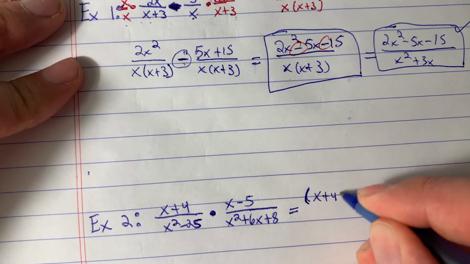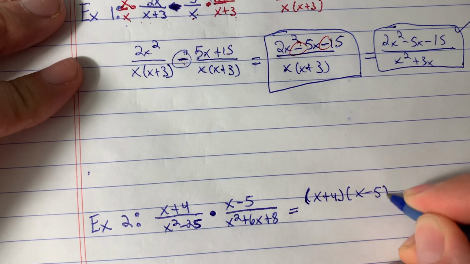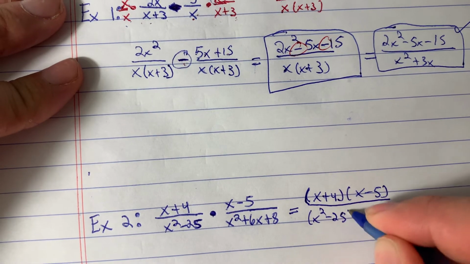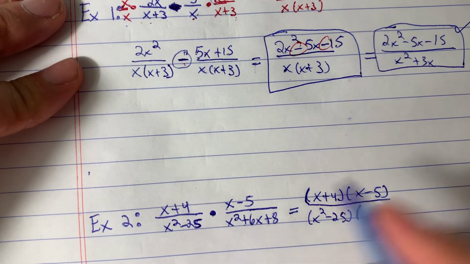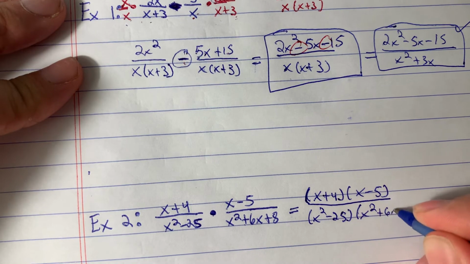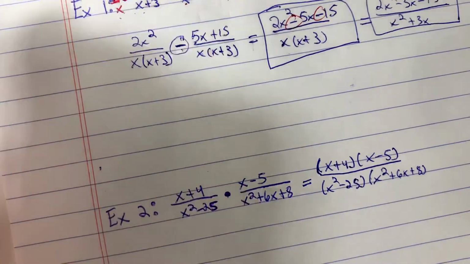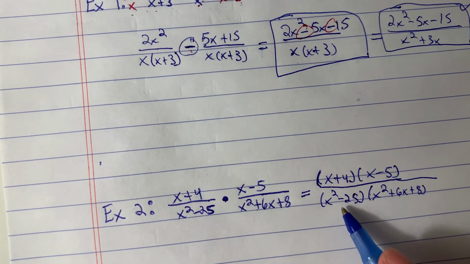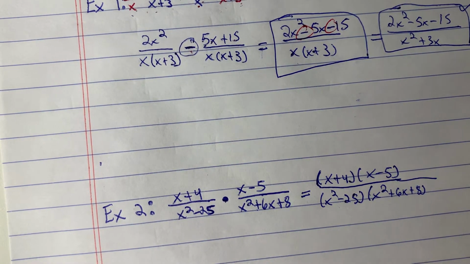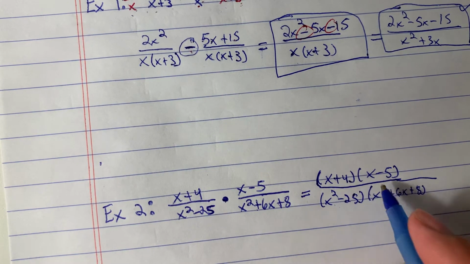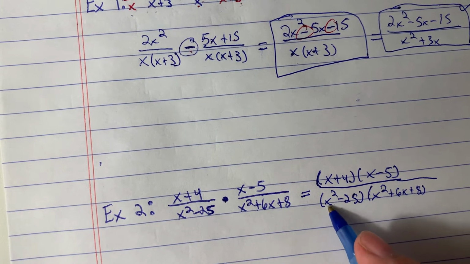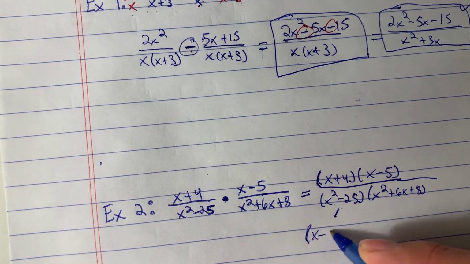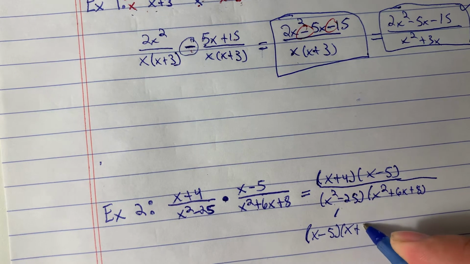And I'm going to leave this as x plus 4 times x minus 5 divided by x squared minus 25 times the other denominator, x squared plus 6x plus 8. And we're going to see a trick here that we're going to use a lot with rational functions and equations, which is that whenever we can factor things, we do so. This is already fully factored, but in the denominator, I can factor x squared minus 25. This is the difference of two squares. Factors into x minus 5 times x plus 5.